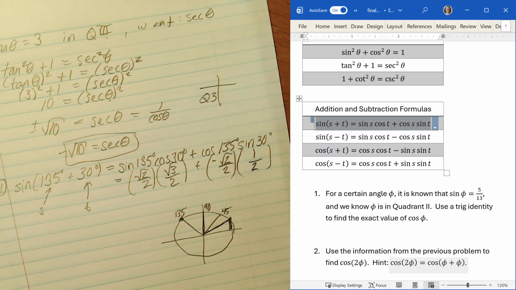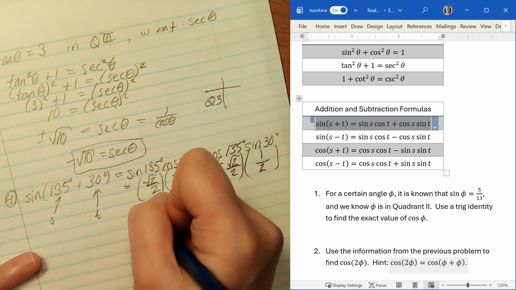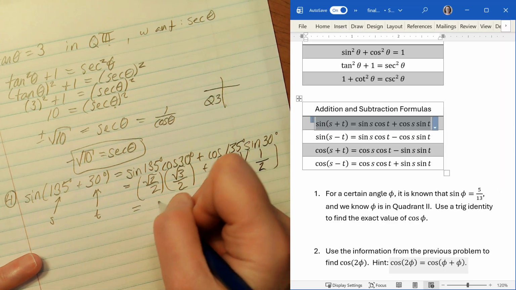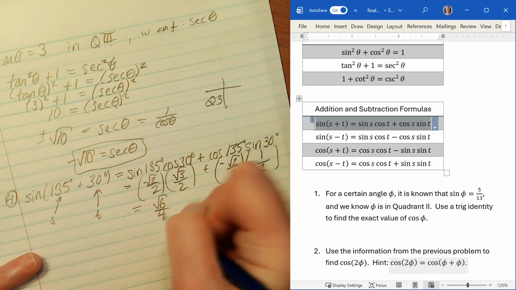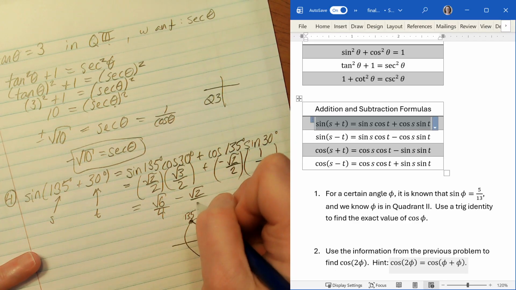Okay, and now we can simplify this. Yeah, so I'm just going to do top times top over bottom times bottom. So this is square root of 6 over 4 minus square root of 2 over 4.